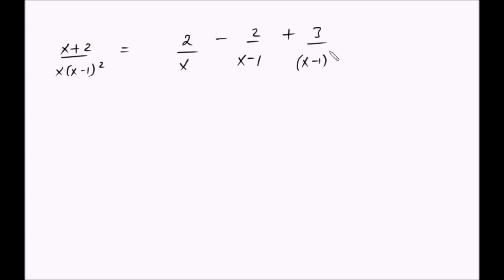So now my partial fraction is here. A we said is 2, so it will be 2 over x, plus b we said is negative 2, so minus 2 over x minus 1, and c we said is 3, so plus 3 over x minus 1 squared.